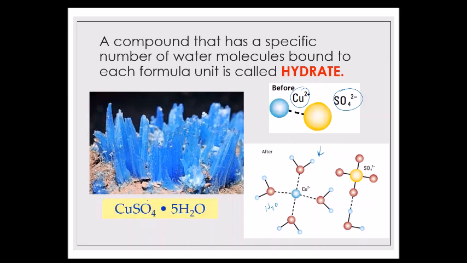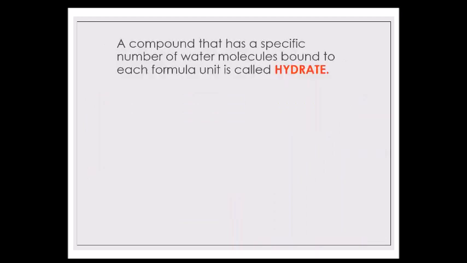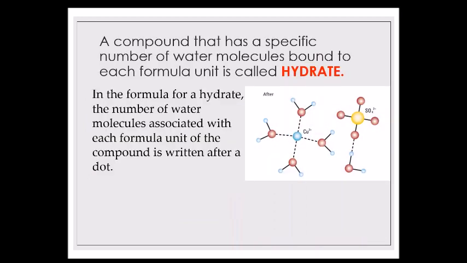And the way we write it, of course, as you can see in the formula, CuSO4 with the dot and then the 5 in front of the water. So that number in front of the water is going to tell us how many water molecules have been absorbed into the structure for each particular formula unit. So for every formula unit of copper sulfate, you have 5 waters bound in there.